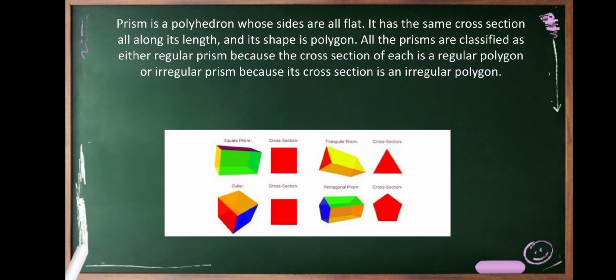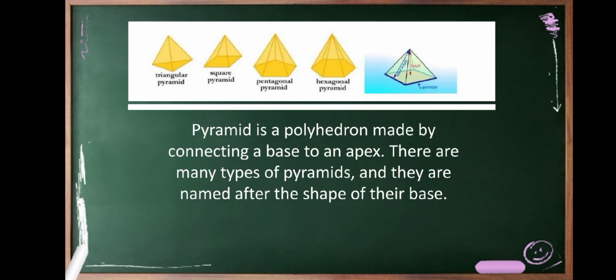A prism is a polyhedron whose sides are all flat. It has the same cross-section all along its length, and its shape is a polygon. All prisms are classified as either regular prisms, because the cross-section of each is a regular polygon, or irregular prisms, because the cross-section is an irregular polygon. A pyramid is a polyhedron made by connecting a base to an apex. There are many types of pyramids, and they are named after the shape of their base.